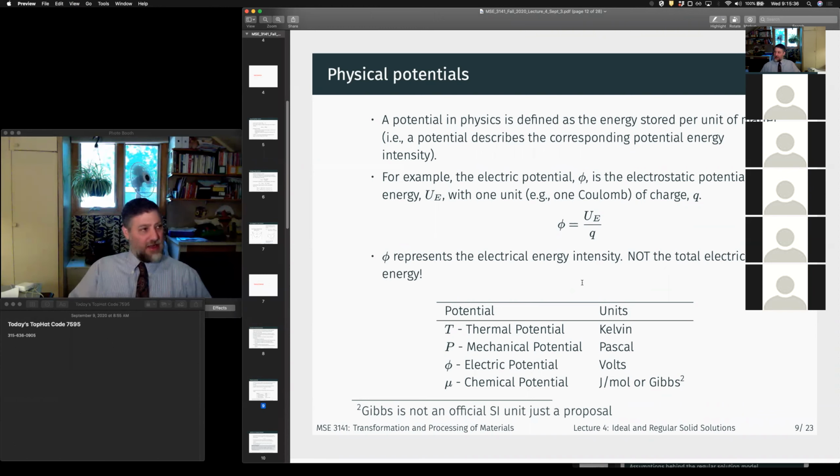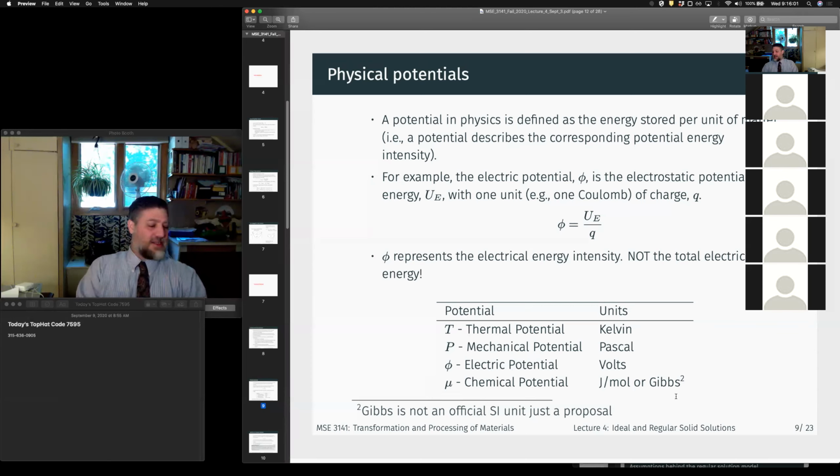Just like in a body, you can have a temperature gradient, right? The welders know temperature gradients really well, right? You have a hot spot, and then you've got heat that's flowing away from the fusion zone out into the body of the material, right? We can have a chemical potential gradient in the same way, right?